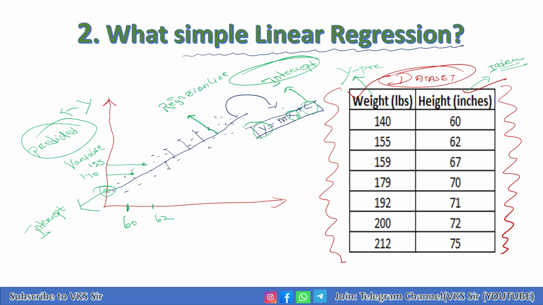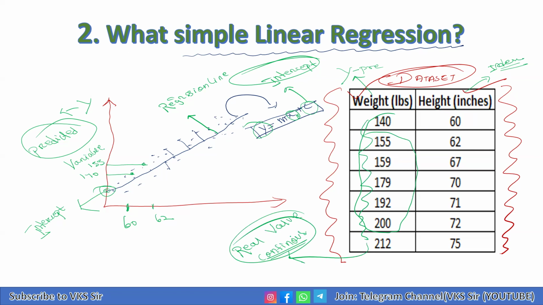So hence this one is what? Regression. Because now this part is our target part. Now look at this target part: 140, 155, 159. You can call these the real values, or you can say these are continuous values, continuous numbers, right? These are continuous.